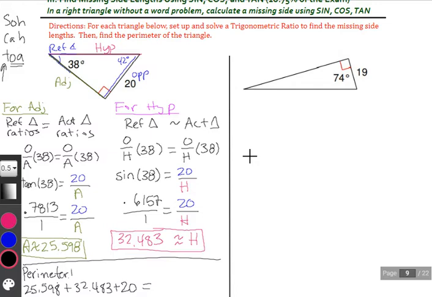Okay, and I get a perimeter of approximately 78.081. Cool, let's do another. So this was hopefully becoming very routine.